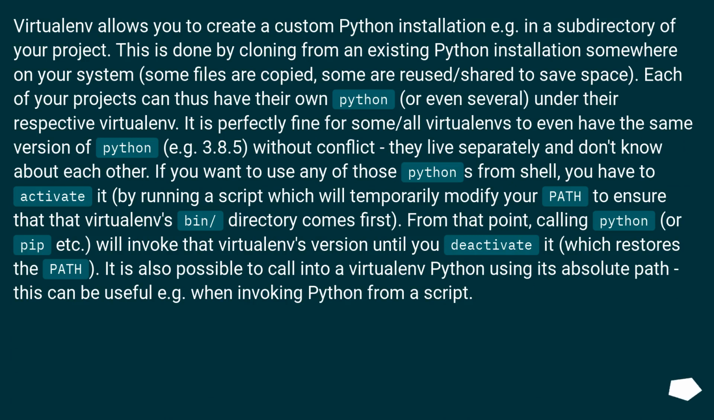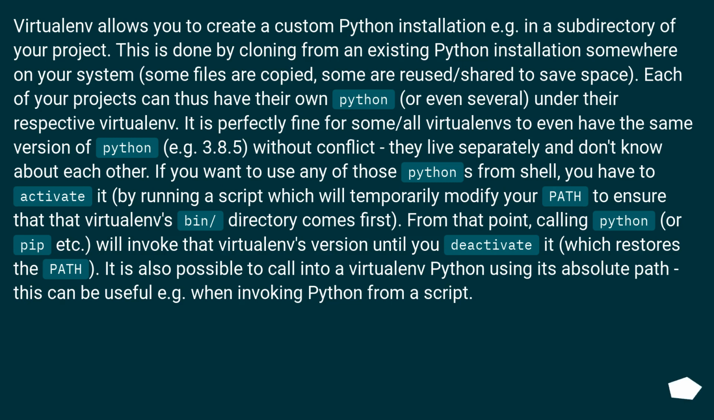virtualenv allows you to create a custom Python installation, for example in a subdirectory of your project. This is done by cloning from an existing Python installation somewhere on your system. Some files are copied, some are reused or shared to save space. Each of your projects can thus have their own Python, or even several, under their respective virtualenv. It is perfectly fine for some or all virtualenvs to even have the same version of Python, for example 3.8.5, without conflict. They live separately and don't know about each other.